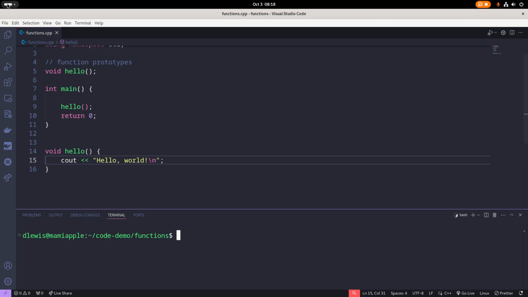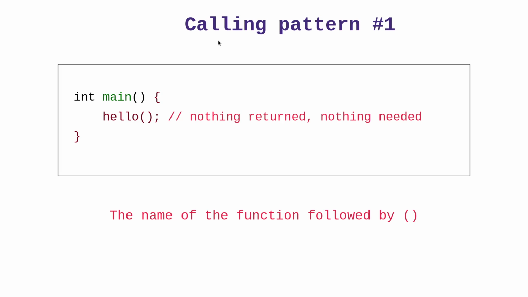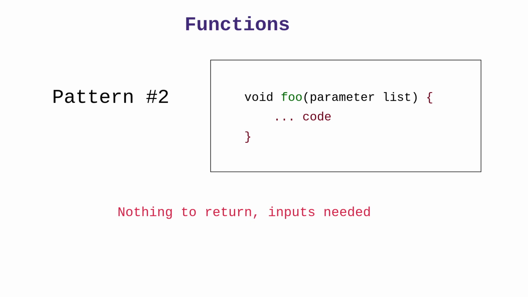Okay, so again, obviously we discussed this. How do you call pattern one? Quite straightforward. The name followed by the empty parentheses. So pattern two is simply, again, a function that does not return anything, so it's still void. However, this function expects something to be provided, so it does have parameters. Okay, so an example of this pattern can look like this.